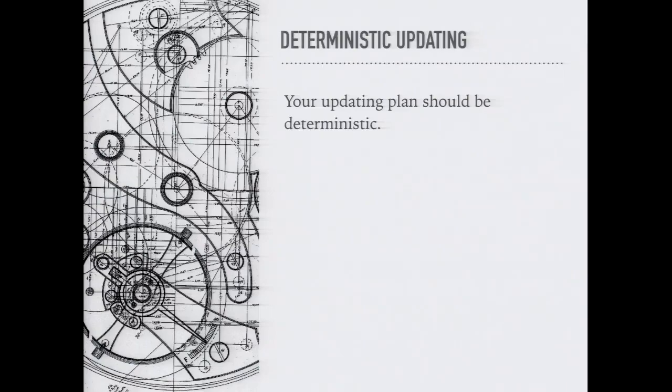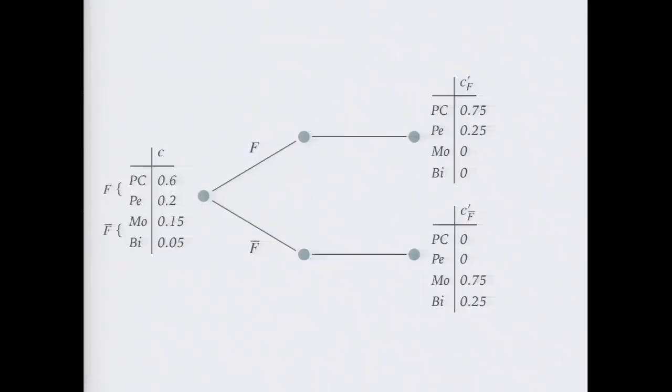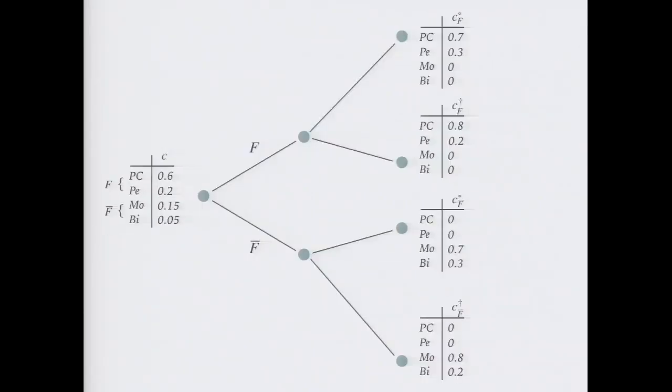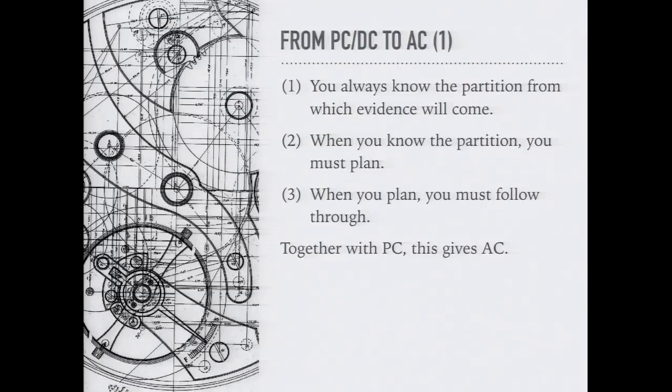Okay, so as we're going to see, these four arguments for conditionalization rely on this premise, which I've already talked about, that your updating plan should be deterministic, by which we just mean for each of the possible bits of evidence you think you might receive, you think there's only one credence function, or set of credences, that's a legitimate response to it. Okay. So that's the assumption.